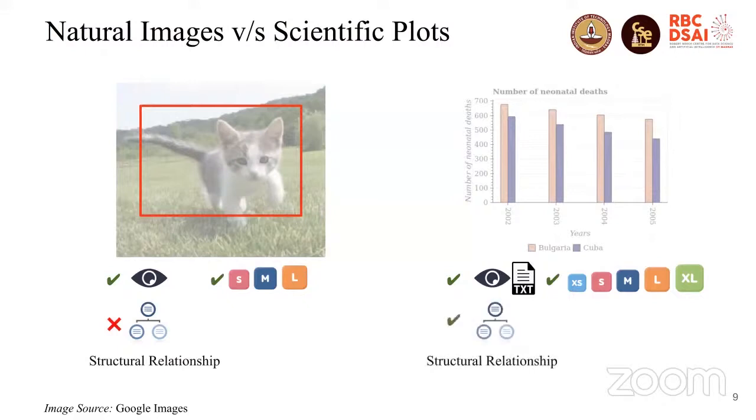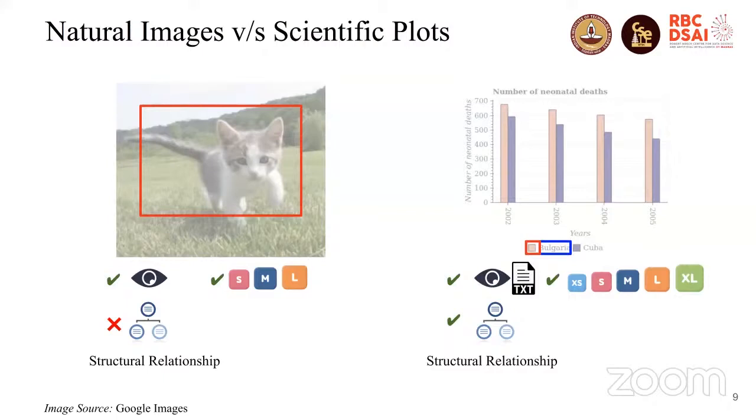So in a scientific plot, if you have the legend marker, which I've highlighted in red here, then you know that near it somewhere there should be a legend name. And this information of the neighboring objects is useful in detecting new objects in the plot. Of course, such relations also exist in natural images. For example, if you see a sofa, then maybe there's a cat sitting on it.